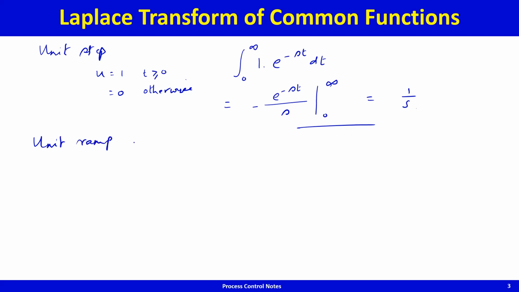Okay, so now let's look at a unit ramp. The Laplace transform of the unit ramp would be the integral from 0 to infinity of t times e to the power minus st dt. So the unit ramp is this. This is time t equal to 0. And if I integrate this, how do we integrate it? I guess we integrate by parts.